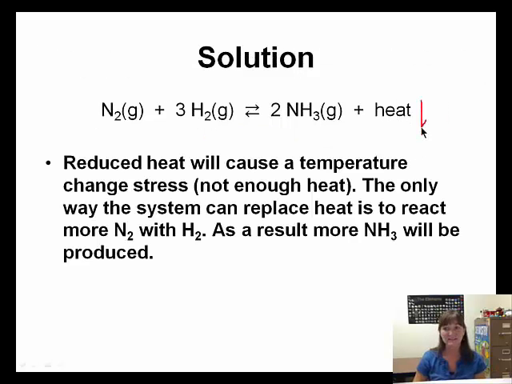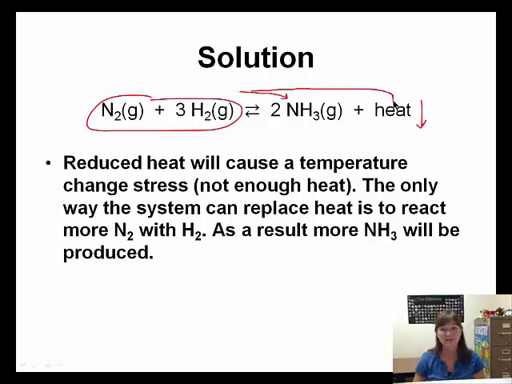Okay, we decreased the heat. So reducing the heat causes a temperature stress, not enough heat. The only way the system can produce heat is to react more of the nitrogen and hydrogen and make ammonia and make more heat. So we stressed it out by removing the heat. It says, oh my goodness, I need to make more heat.